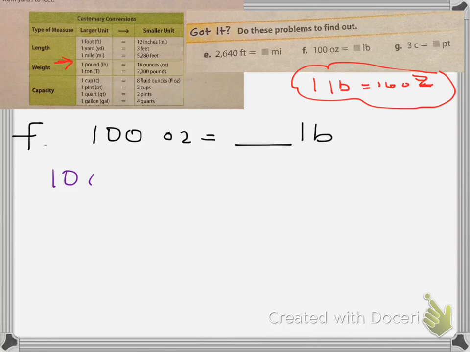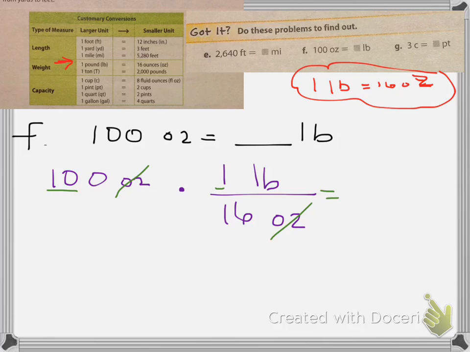So we get 100 ounces to begin with. Make sure that you have the unit there. Then we have our multiplication sign, and we have 1 pound equals 16 ounces. Now remember, the 16 ounces has to be on the bottom. And it has to be on the bottom because of this next step, which we always do in green, which is to cross simplify out those ounces.